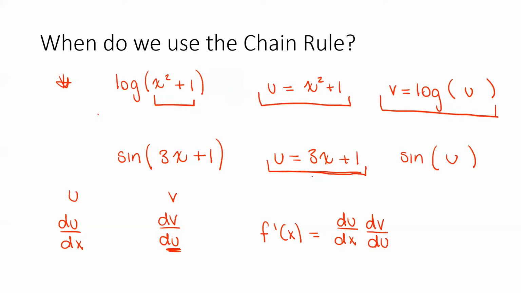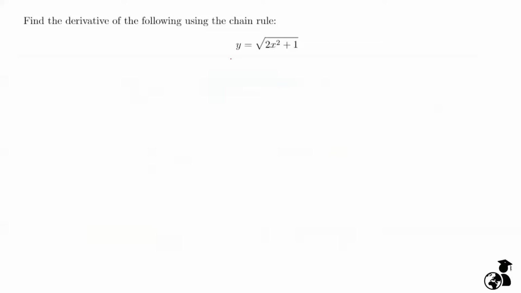So let's try some examples with this. As we can see here, we have to find the derivative of the following using the chain rule. Now, the reason why we're using the chain rule is if we look at it really closely, there is a function inside a function. So that 2x squared plus 1 is inside that square root. It's the square root of 2x squared plus 1.